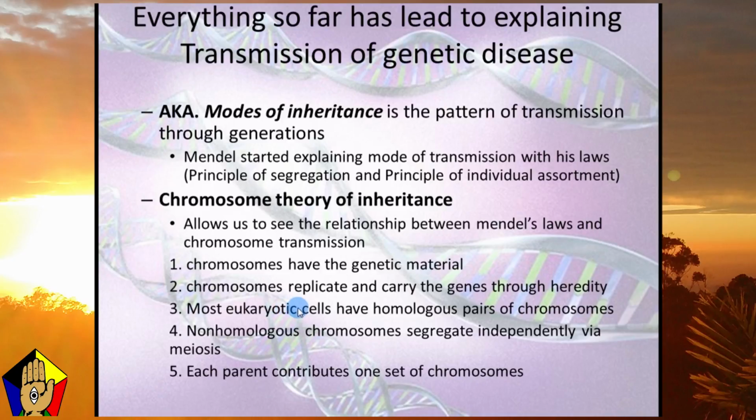And then eukaryotic cells have homologous pairs of chromosomes. We know that. Non-homologous chromosomes segregate independently. Hello, Mendel. And then each parent contributes one set of those chromosomes. So Mendel understood these rules. He just didn't know it was because of the chromosomes. So we've been talking about how you inherit, and those are called the modes of inheritance. So that's what you've been learning.